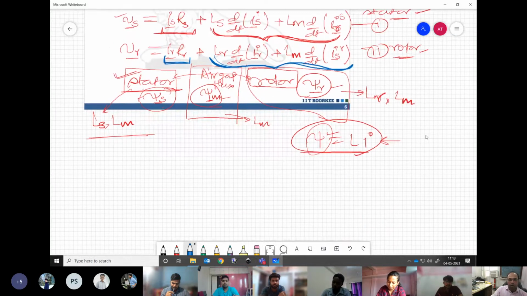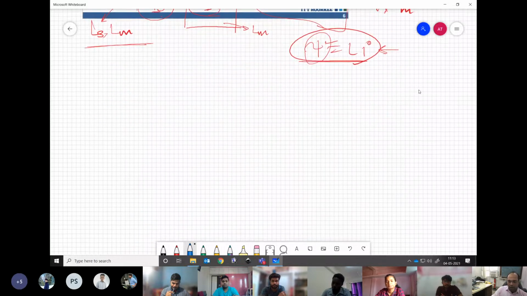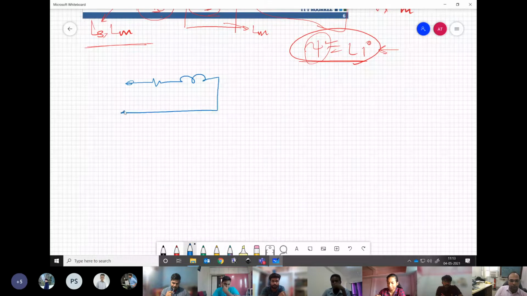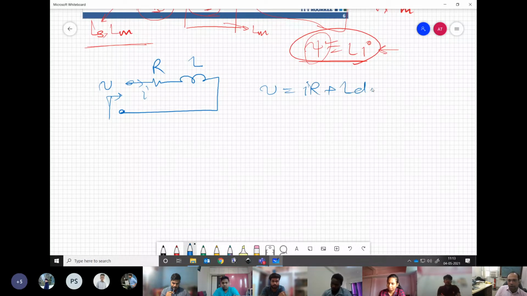Now, if you rearrange any RL circuit, in general, there are two ways to write the equation for this RL circuit. One, you can write like this: IR plus L di by dt.